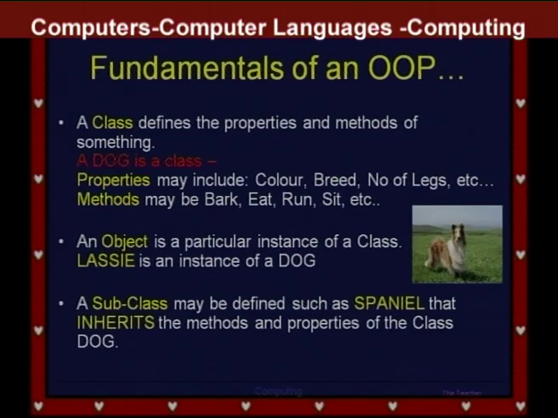A property is a character, an integer value, or something like a color. So those are the properties. For example, an object is a particular instance of a class. When I say class, we have another terminology called object. An object is also a collection of properties or a collection of methods.